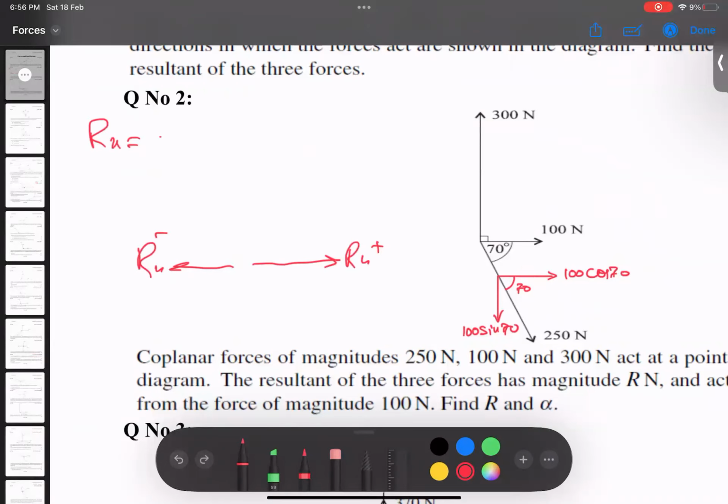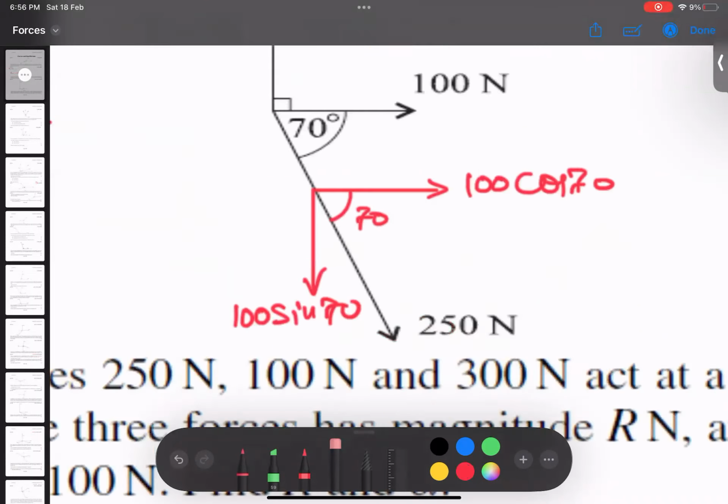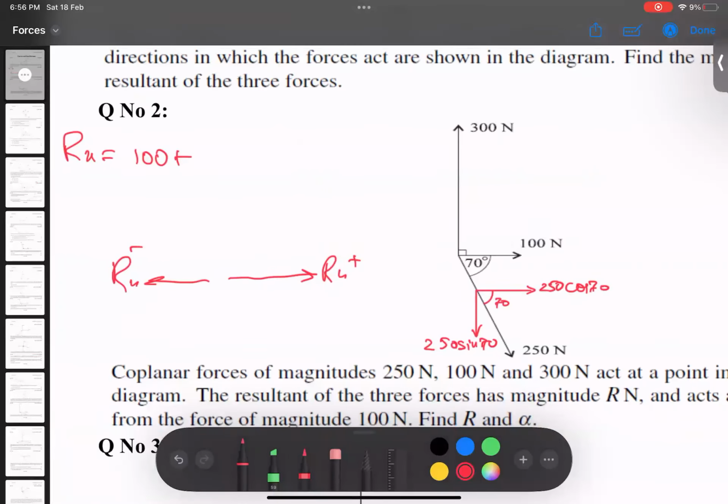So 100 plus, sorry, this is a mistake here. This is 250. This is not 100. Why 250? Because the force is 250. So 250 cos 70 and 250 sine 70. Now I can take 100 plus 250 cos 70, and I will type it in the calculator and simply get the value of Rx.